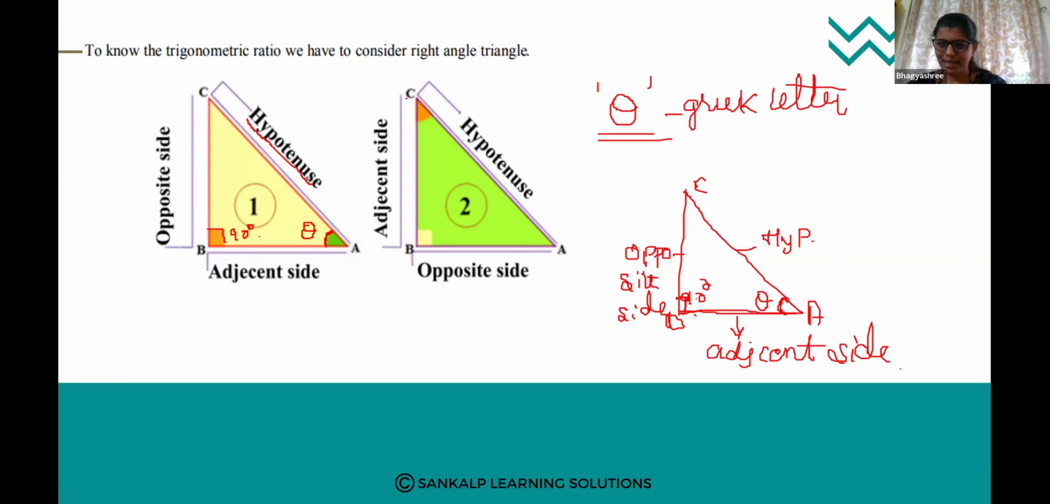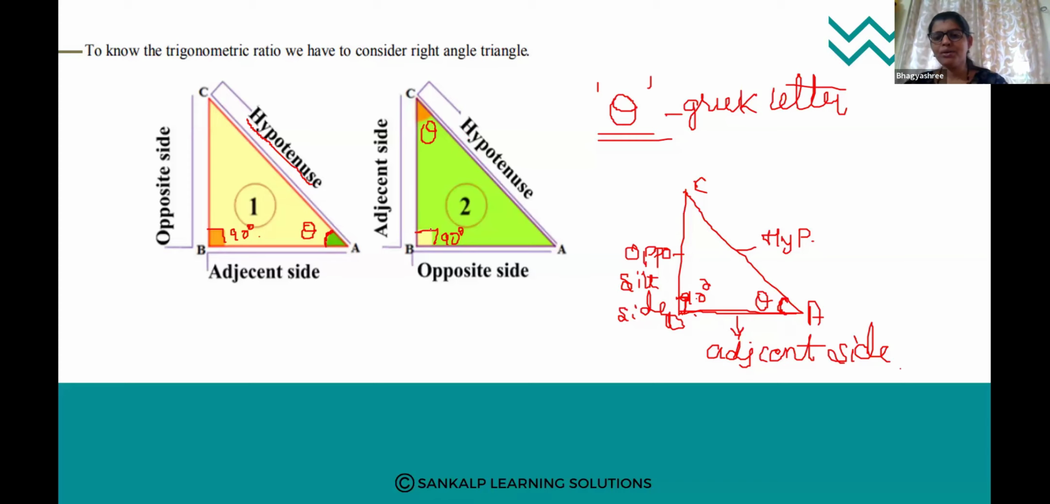In the second triangle, observe carefully, dear children. Here our 90 degree is at point B only, no doubt. But our theta we now take here, at point C. With theta at point C, which one is the opposite side, which one is the adjacent side and which is the hypotenuse? That is very, very important. This is our basic. If you know this, we can cover the full topic.